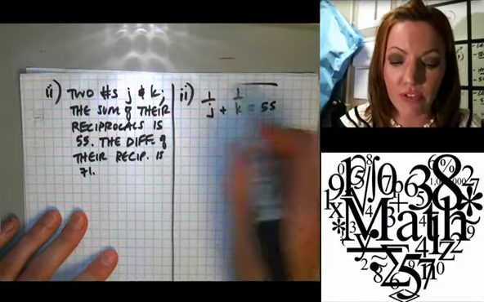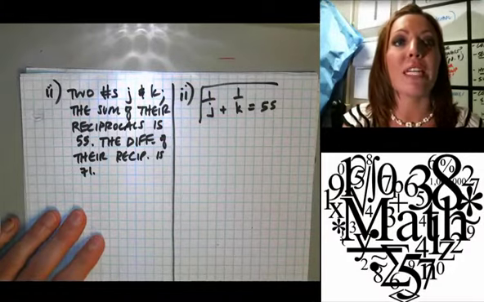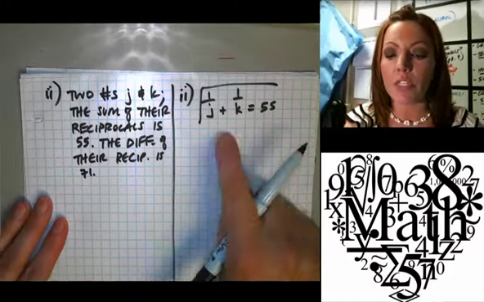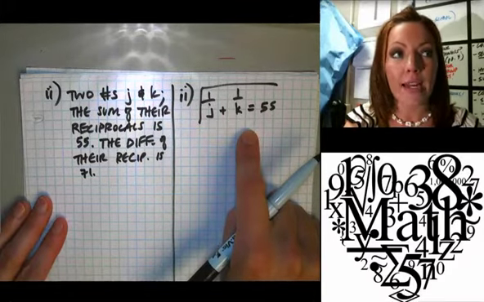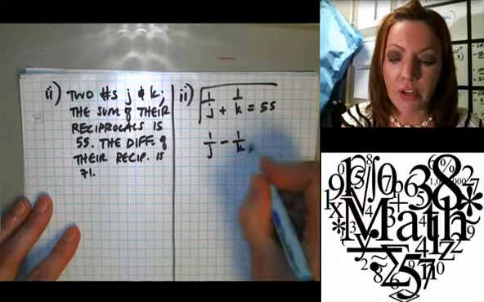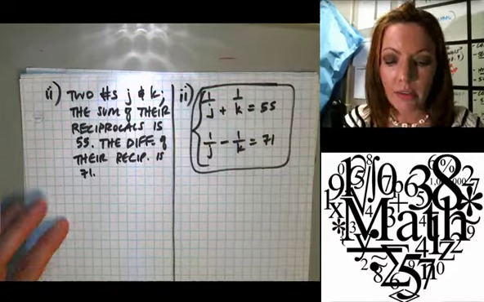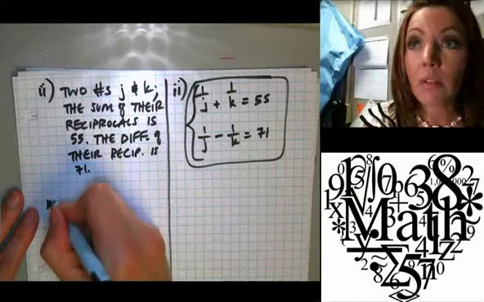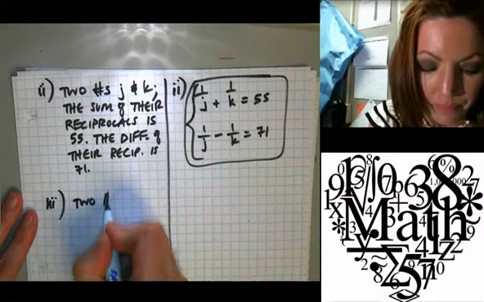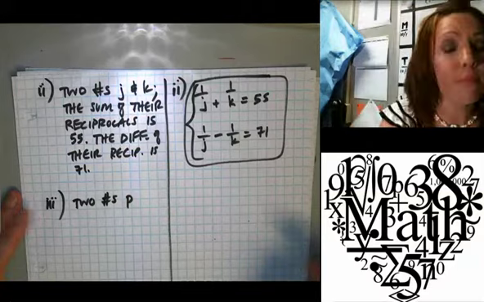We need the second one. Okay, good. The difference of their reciprocals is 71. So how would I write that one? If the sum of their reciprocals is 1 over j plus 1 over k, Hannah? Perfect. 71, and then curly brackets. Okay, questions? Yes, Lydia. So how do you know which order they go in? It is just order. Yeah, that's fine. All right, last one, and then we can do homework.